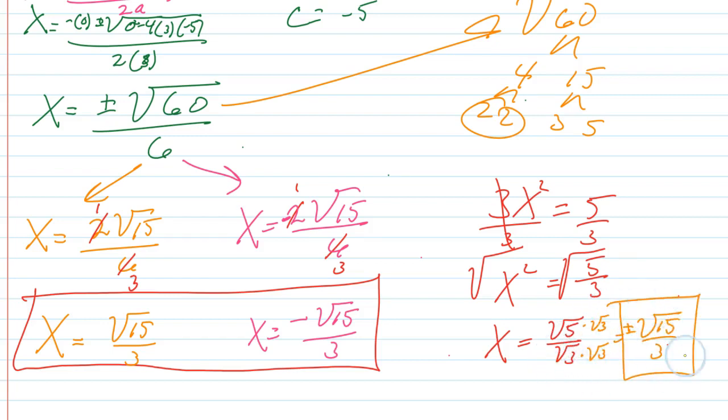So, if you know how to rationalize your denominator, you get the same answer a lot faster. However, if you're not sure about that, then use the quadratic formula. The quadratic formula will always give you the correct answer.